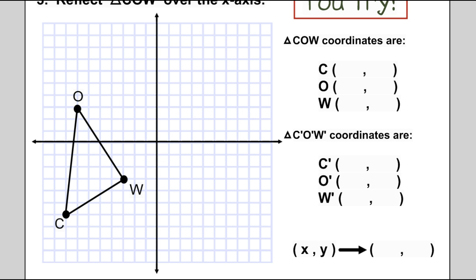I don't think we need to do this. What do you think? No. Nah.